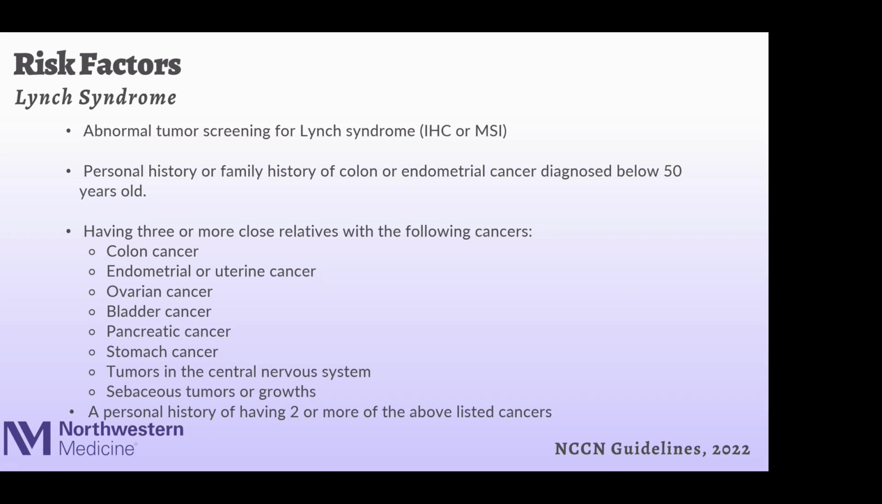Other risk factors may be having personal history or family history of colon or endometrial cancer that's diagnosed under the age of 50, or having a family history of 3 or more close relatives with the cancers that I have listed on the screen.